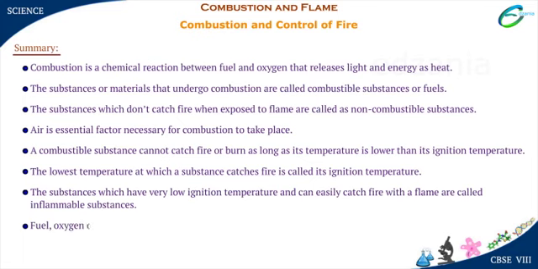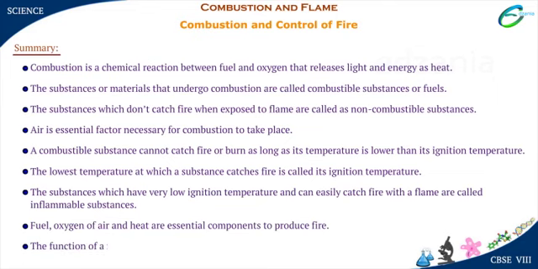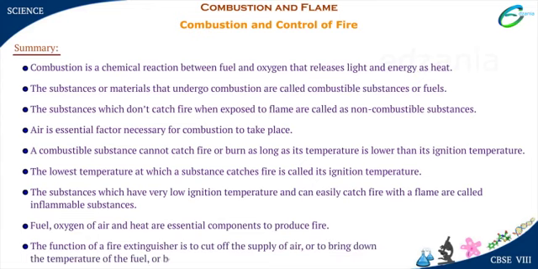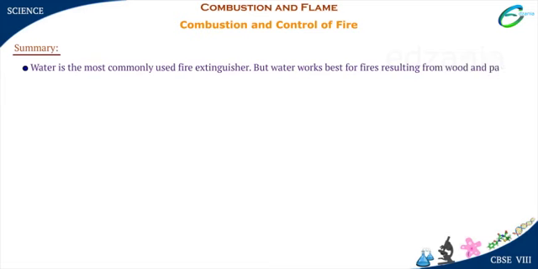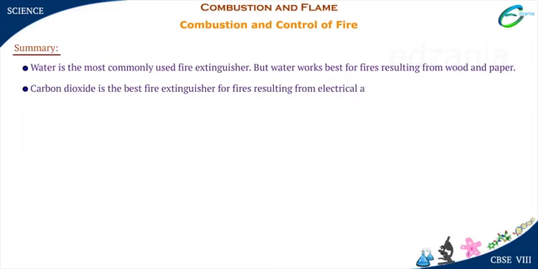Fuel, oxygen of air, and heat are essential components to produce fire. The function of a fire extinguisher is to cut off the supply of air or to bring down the temperature of the fuel, or both. Water is the most commonly used fire extinguisher, but water works best for fires resulting from wood and paper. Carbon dioxide is the best fire extinguisher for fires resulting from electrical appliances and inflammable materials.